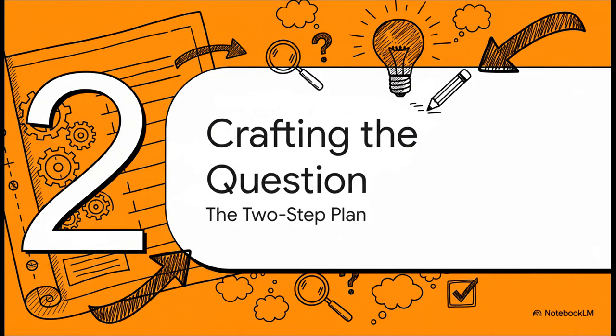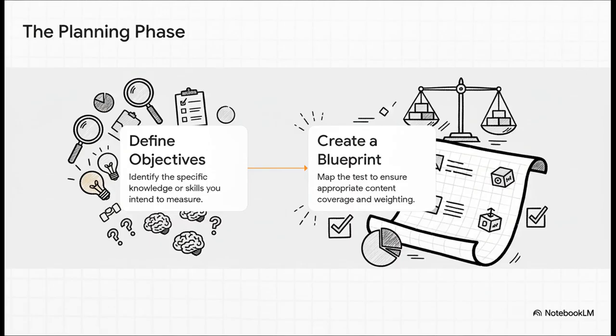Okay, so with that foundation in place, how do we actually build the test? Let's get practical and talk about writing the perfect question. It all starts with a simple two-step plan. First, and this is huge, you have to define your learning objectives. What exactly are you trying to measure? You've got to be specific. Second, you create that blueprint we were talking about. You literally map out which topics get how many questions. That's how you make sure the test is balanced and covers all the right stuff.